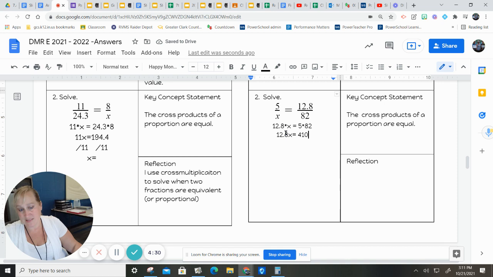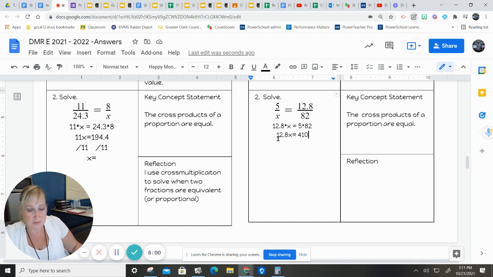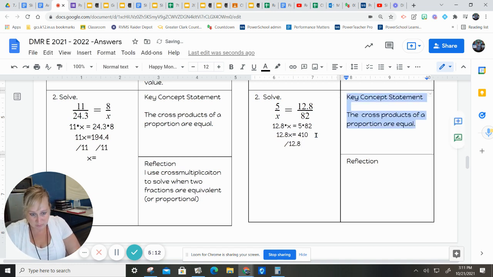Now, in order to isolate the x, because our goal is to get that x all the way by itself, I have to use inverse operations to solve. So that means this 12.8 gets moved over by using the opposite operation, which is division. In this case, I'm going to divide that 410 by 12.8. I'll write it out, hopefully. Divided by 12.8. And you're technically dividing both sides by that.